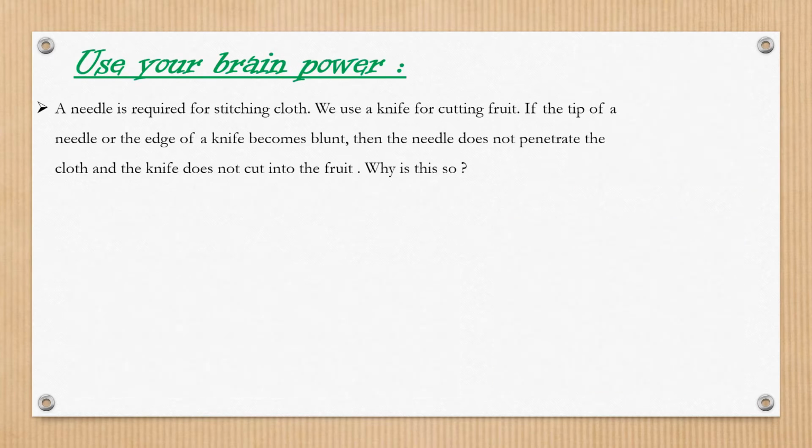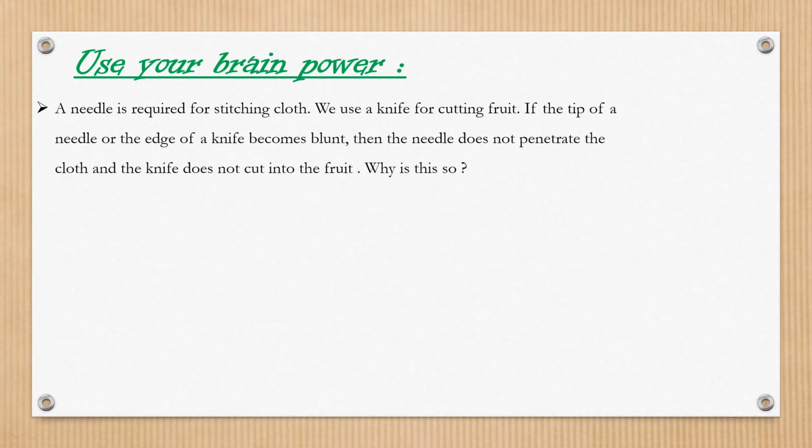Now students, use your brain power and try to answer this question. A needle is required for stitching cloth. We use a knife for cutting fruit. If the tip of a needle or the edge of a knife becomes blunt, then the needle does not penetrate the cloth and the knife does not cut into the fruit. Why is this so? Now students, before answering, what do you mean by blunt?